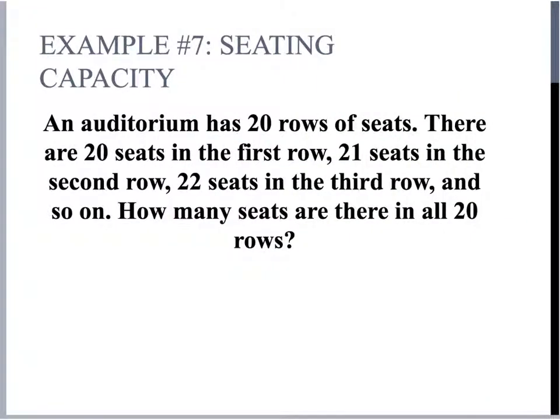So of course we were going to run into a word problem, so let's take a look. So it says an auditorium has 20 rows of seats. There are 20 seats in the first row, 21 seats in the second row, 22 seats in the third row, and so on. How many seats are there in all 20 rows? So the fact that they said in all 20 rows, that means they're asking for a sum, right? So let's go ahead and set up our sum formula. The sum formula is S sub n equals n over 2 times a sub 1 plus a sub n.